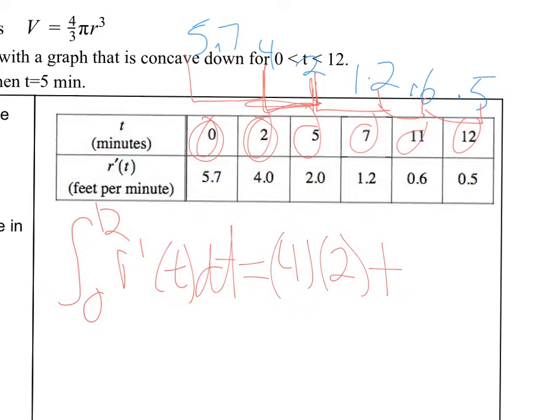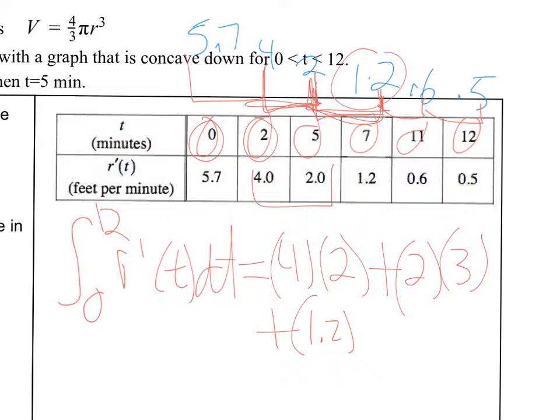Okay, so my second rectangle, right from here to here. And I know that the right y value is 2, and the width of that rectangle goes from 2 to 5, so that's 3. Okay, and that's the first 2 rectangles. Then I need to add on the third rectangle, and the third rectangle goes from t equals 5 to t equals 7. And the height on the right-hand side of that is 1.2. So it's going to be 1.2, and the width of that goes from 5 to 7. That's 2.